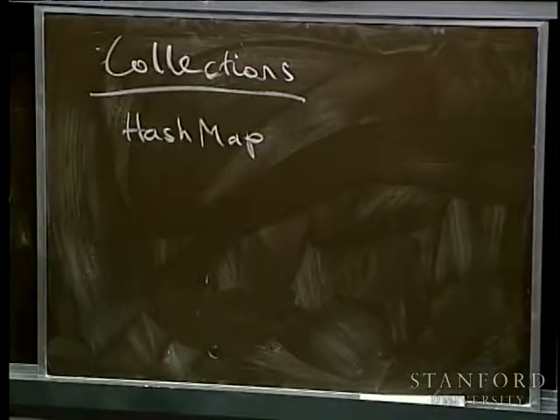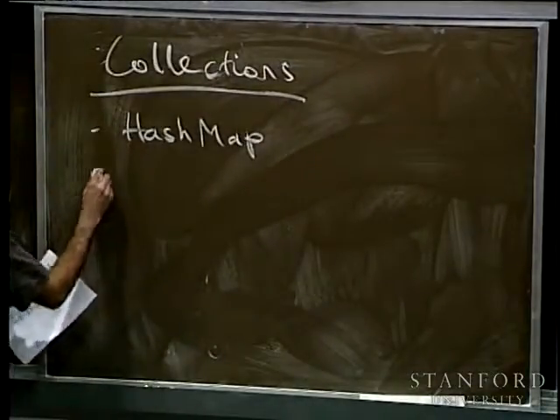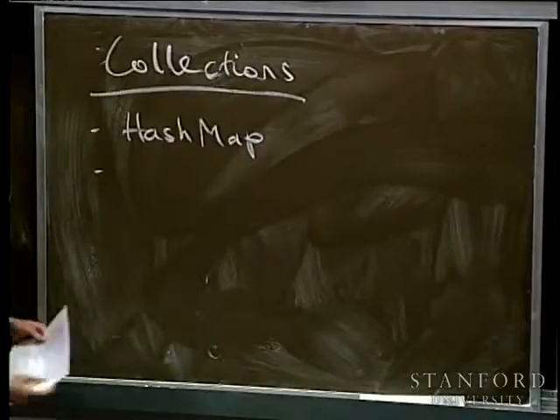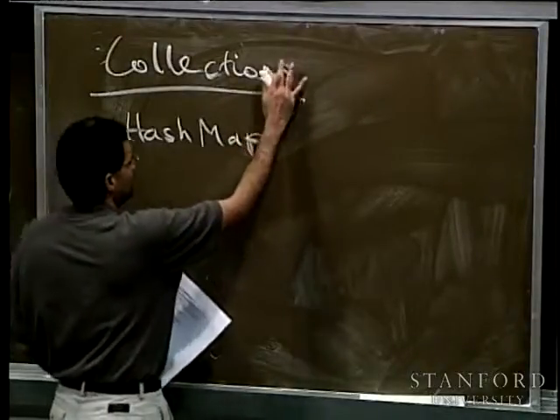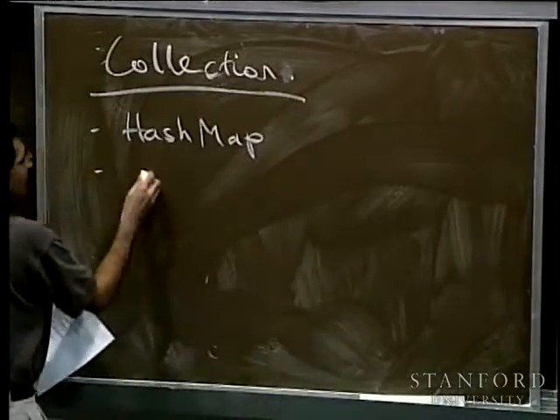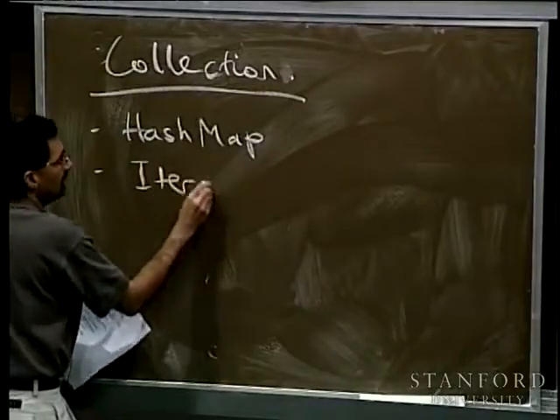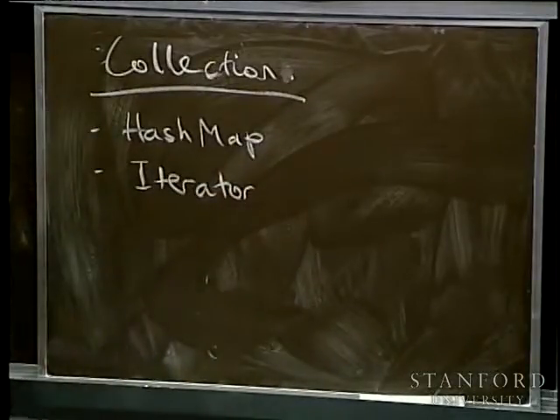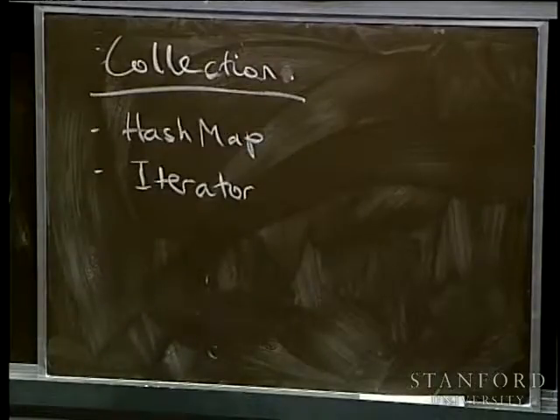Okay? But you should know the hash map. And things that come along with hash maps and collections in general, or the collection interface, I should say, instead of collections, is, for example, an iterator. What is an iterator? How do you get an iterator from a collection?